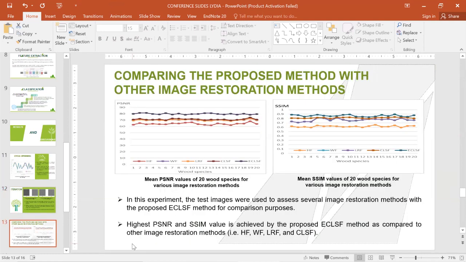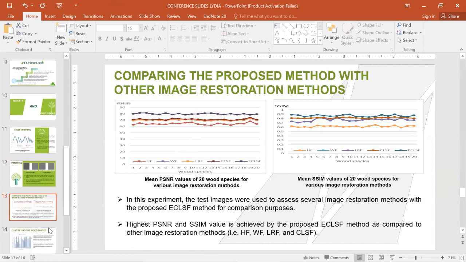In the experiment, the test images were used to assess several image restoration methods against the proposed ECLF method for comparison purposes. The highest PSNR and SSIM values are achieved by the proposed ECLF method as compared to the other image restoration methods.